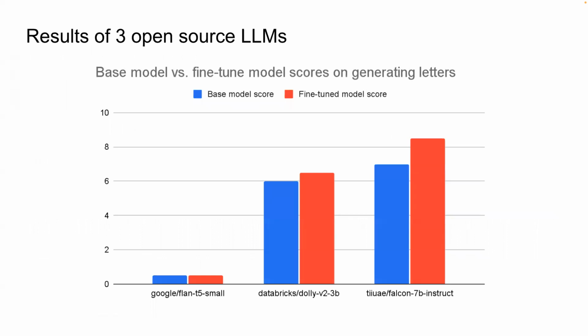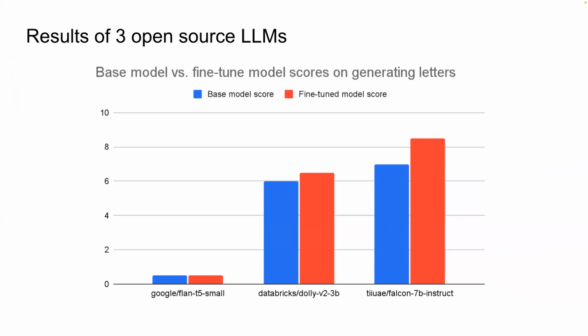So here are results of 3 open source LLMs that we experimented with. You can see on the x-axis that these 3 models were the Google Flan T5, the Databricks Dolly 3 billion parameter model, and the UAE Falcon 7 billion parameter model. On the y-axis, you can see their score ranked on a scale from 0 to 10. In all cases, the fine-tuned model was equal to or better than the base model, which is encouraging because it means that these LLMs are actually learning from the cancer data we're fine-tuning them on, and that can be reflected in the letters.